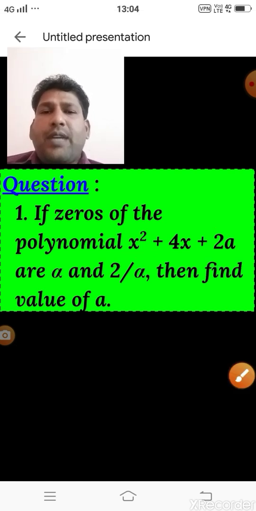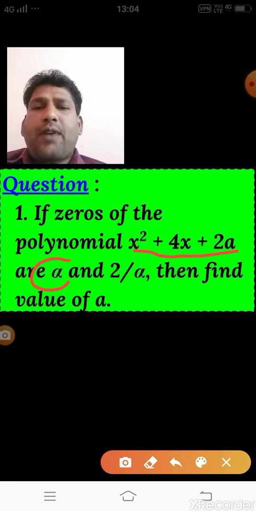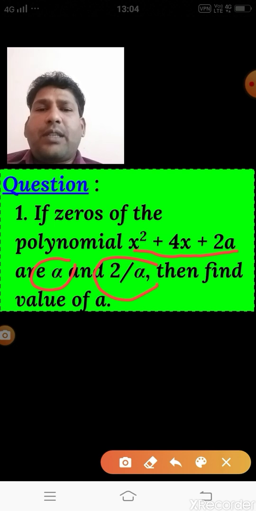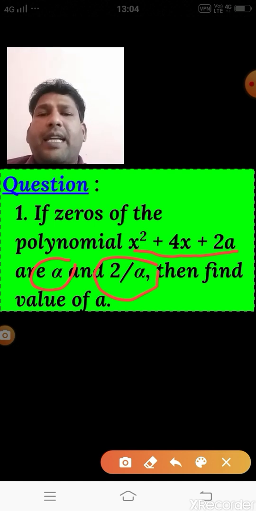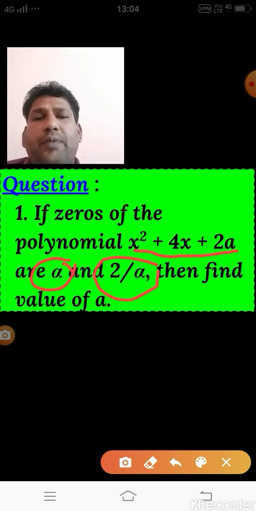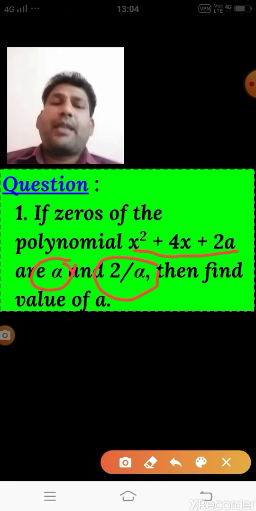And the question is: if the zeros of the polynomial x square plus 4x plus 2a are alpha and 2 upon alpha, this is a quadratic polynomial, and we are getting two zeros. Here the zeros are alpha and 2 upon alpha; in place of beta we have 2 upon alpha. It means the value of beta we are taking as 2 upon alpha. And what we have to find is the value of a.